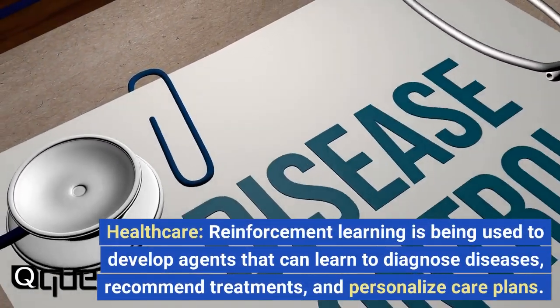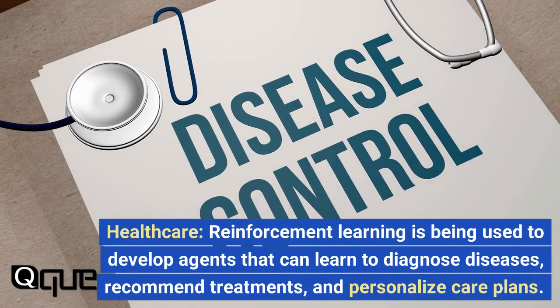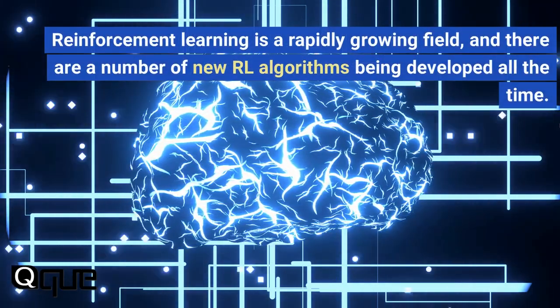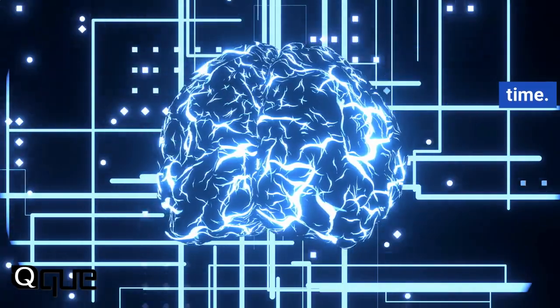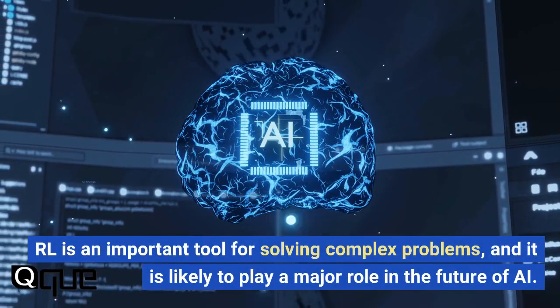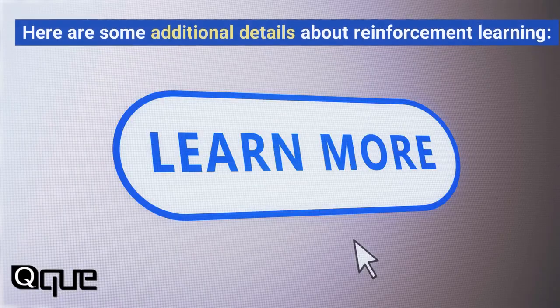Reinforcement learning is being used to develop agents that can learn to diagnose diseases, recommend treatments, and personalize care plans. Reinforcement learning is a rapidly growing field, and there are a number of new RL algorithms being developed all the time. RL is an important tool for solving complex problems, and it is likely to play a major role in the future of AI. Here are some additional details about reinforcement learning.